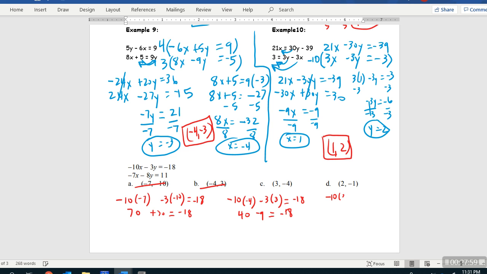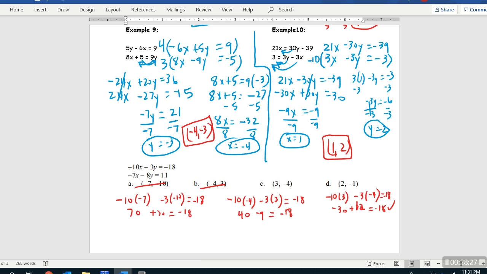Let's check C. Negative 10 times 3 minus 3 times negative 4 is supposed to equal negative 18. So that'll be negative 30 plus 12 equals negative 18. Yes, that is true. So we just need to check it in the bottom equation and see if it works.